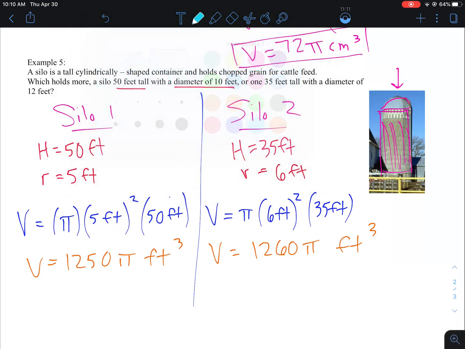So again, you don't even need to multiply by pi. Which one has a bigger number in front? This guy. So silo 2 can hold more grain. It doesn't say how much more. If it did, you would subtract the 2, so you would really just say it's silo 2 in this case.